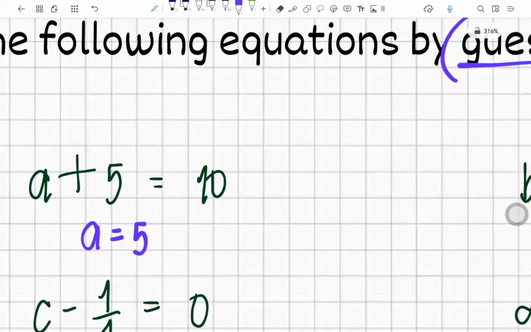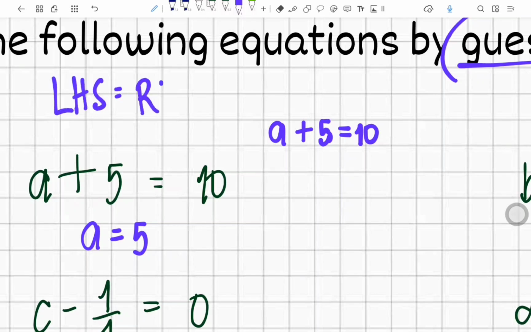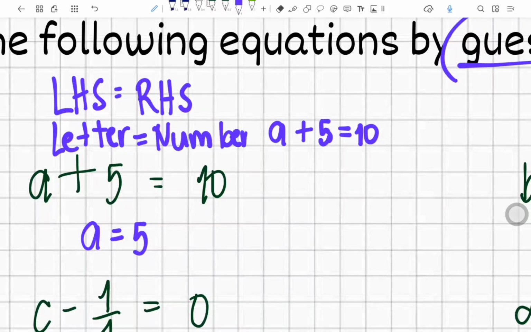Now, I'm going to show you the method of how to answer that. That is a plus 5 is equal to 10. Now, we have your left hand side equal to right hand side. We can also make a new one, and that is letter is equal to number. So let's figure out, is a a letter or a number? That is a letter, so we put it on the same side. We have here plus 5 or positive 5. Is that a letter or a number? And we know that it is a number, so we have to move it to the other side.